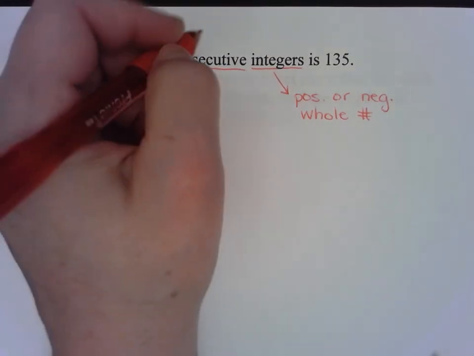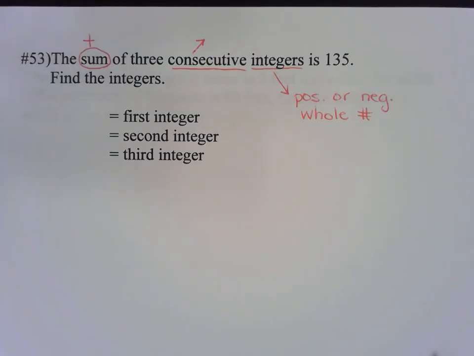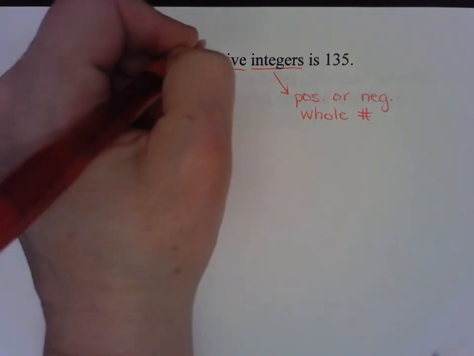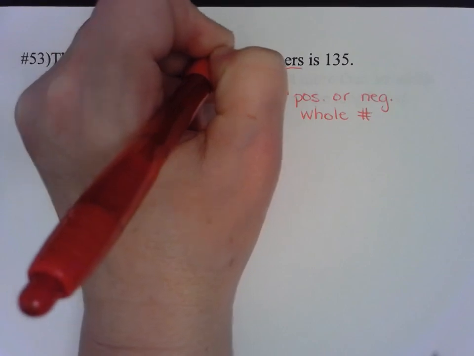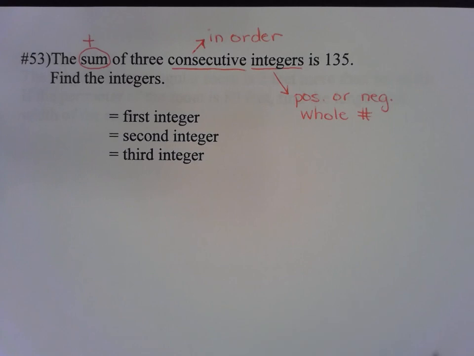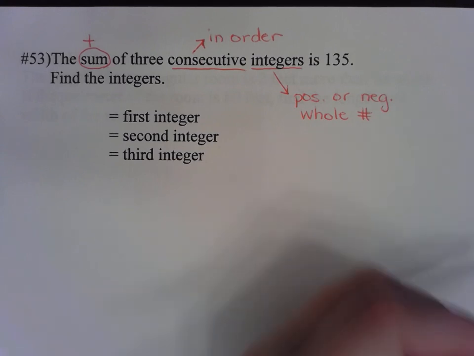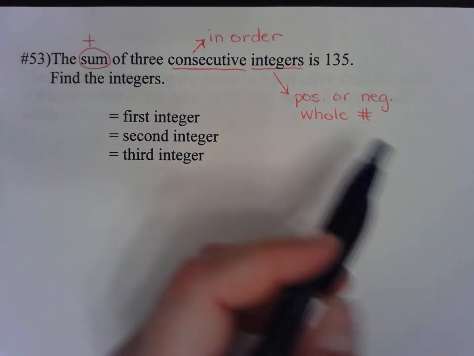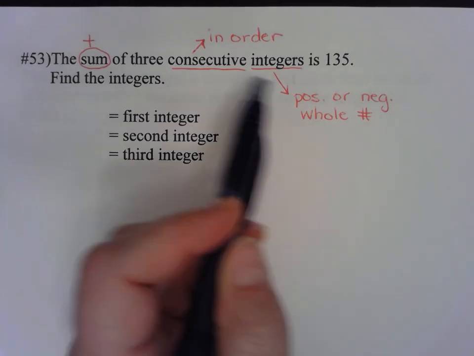Okay, what about consecutive? What does consecutive mean? This means that we were looking for 3 numbers in order. Consecutive means in order. So all in a row, like 1, 2, 3, or 4, 5, 6, or something similar to that. All of those pieces are really crucial here. We don't really have a whole lot to go on, but we know we have 3 numbers. We know that they're not fractions, and we know that they go in order.